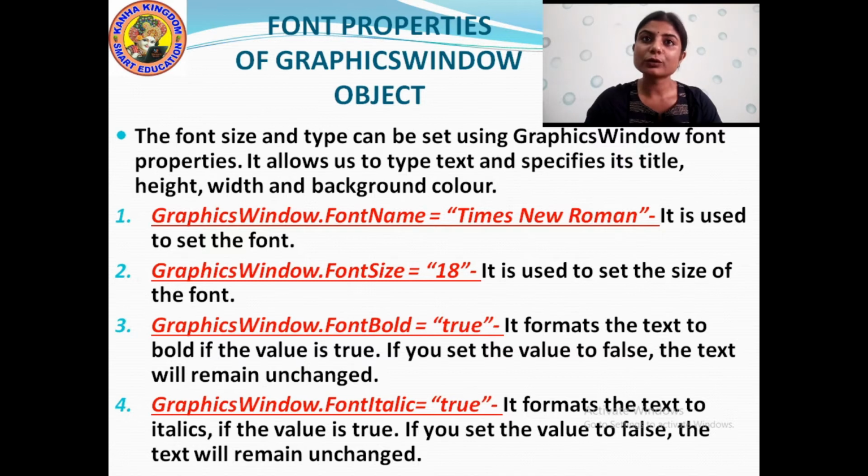What does it do? It allows us to type text and specify its title, height, width and background color. What do the font properties of the graphics window object do? It allows us to type different types of text, and it also specifies its title, its height, its width, and background color. Then what are the different properties?